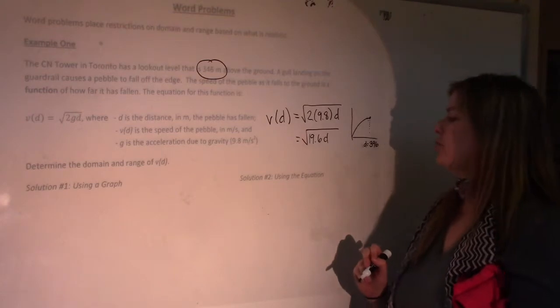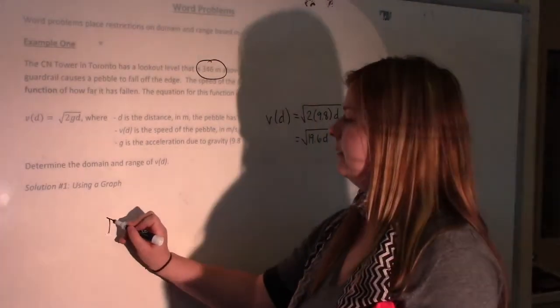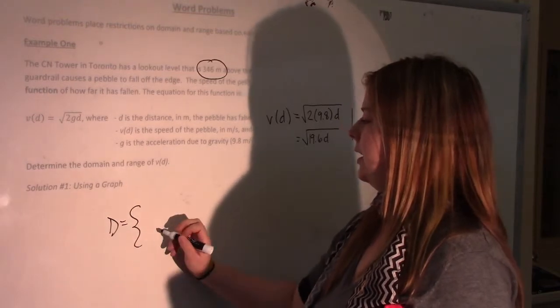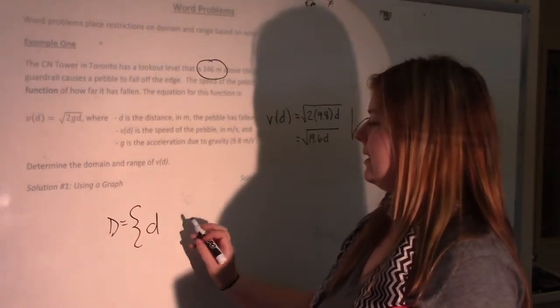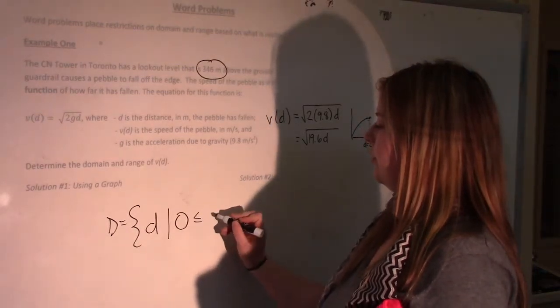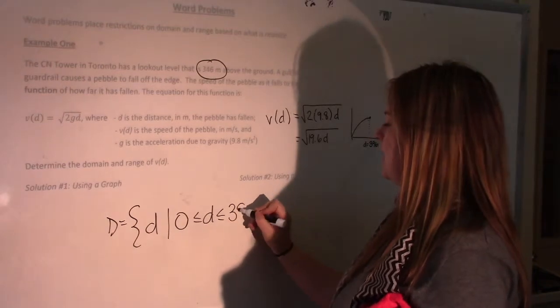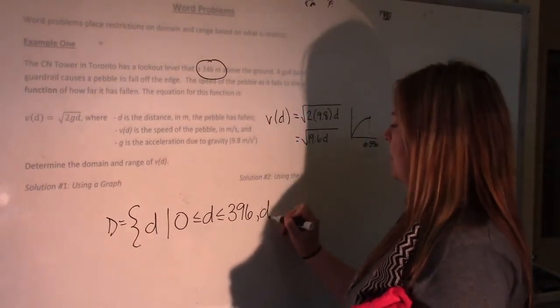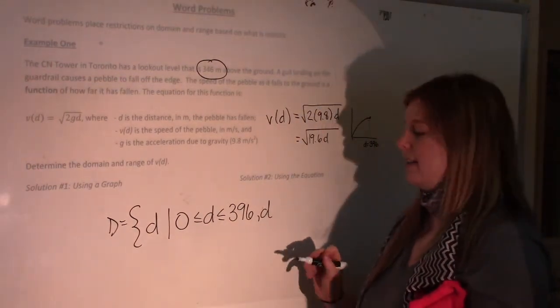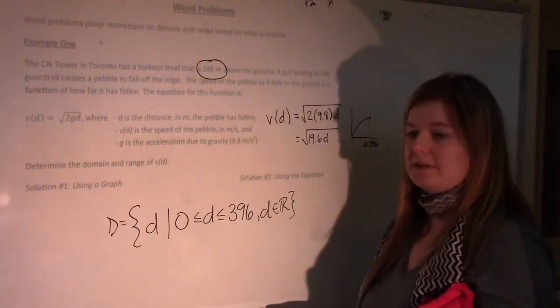Okay? So that means that our domain is going to be distance such that, well, the lowest it can be is 0, greater than or equal to, and then the highest it can be is 396. Okay, now you have to think about what kind of number is distance. Well, it's any real number because it can also include decimals.